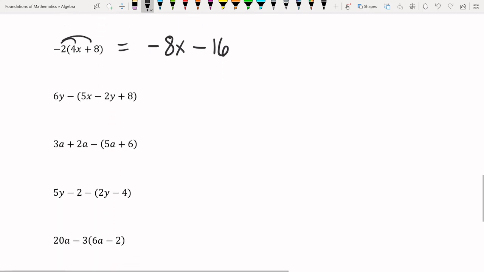Okay, for this one, we see we have like terms here, 6y and negative 2y. But the negative 2y is locked within the parentheses. So the first step is to get rid of the parentheses, and then we can combine like terms.